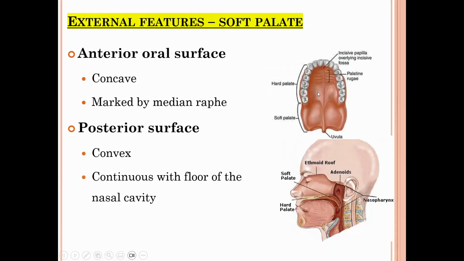Now the external features of the soft palate. If you see here, this is the soft palate. We can call this the anterior or oral surface, which is concave and marked by a median raphe. And this is the posterior surface, which is actually continuous with the floor of the nasal cavity. Also during the nasopharynx class we have seen, this is forming the floor of the nasopharynx also. So those are the surfaces of the soft palate.